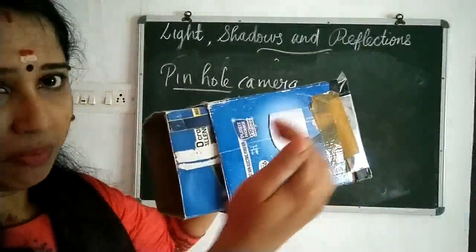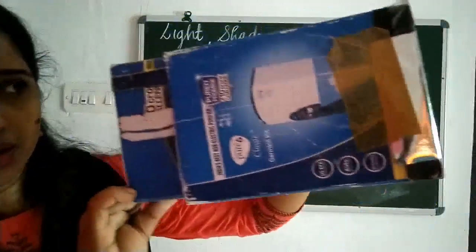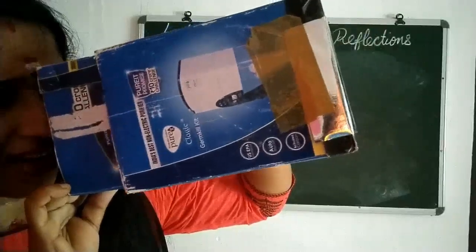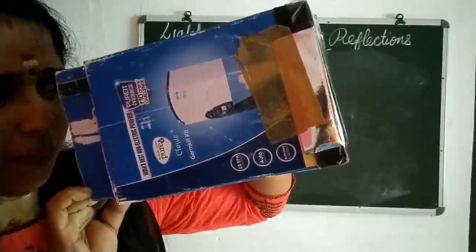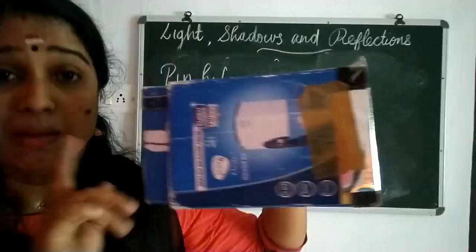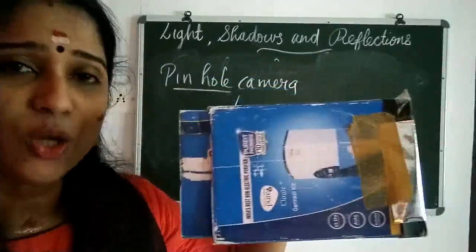So here the light is coming from this side only. Likewise I can hold it. So look through this side. Definitely I can adjust this. I can see the clear image of the object there. You could see the clear image of the object that is kept there. But the image is inverted only.